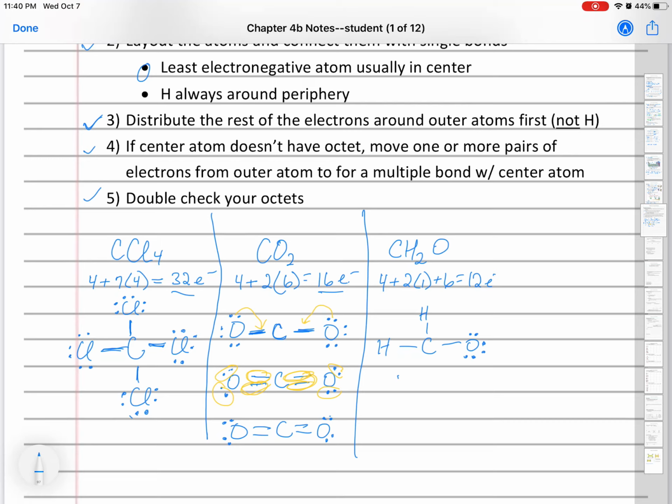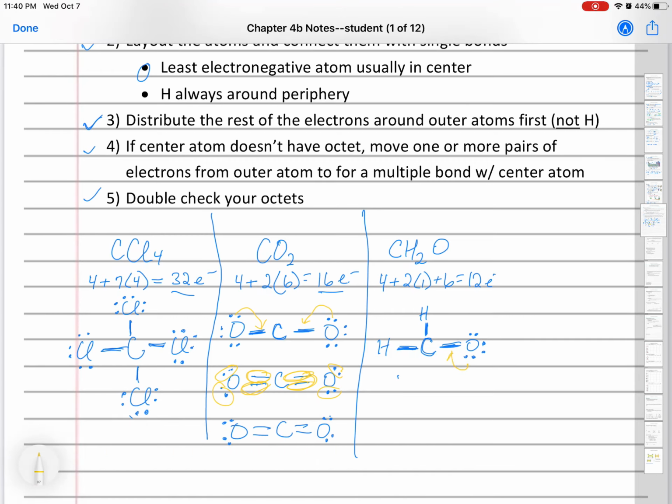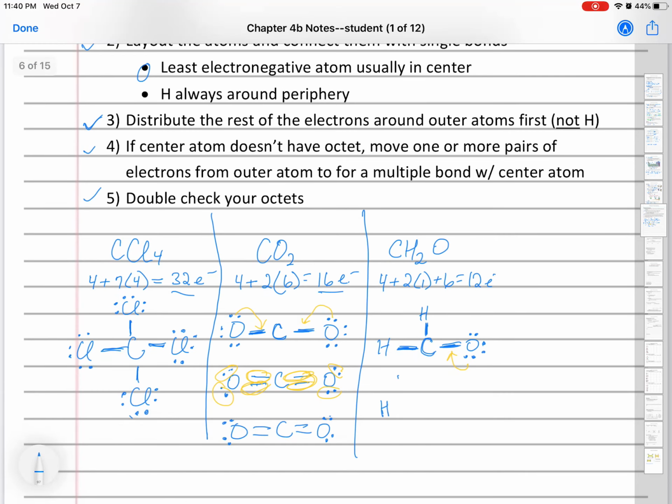Now we check, does the center atom have an octet? Does carbon have an octet? No, it does not. It only has 2, 4, 6 electrons around it. So what do we need to do? We need to share some more electrons. We're going to make a double bond here. And so we end up with carbon bonded to 2 hydrogens and double bonded to that oxygen, which now has 2 lone pairs left. Now everyone fulfills the octet rule, except for the hydrogens that fulfill the duet rule, and we've got our Lewis structure.